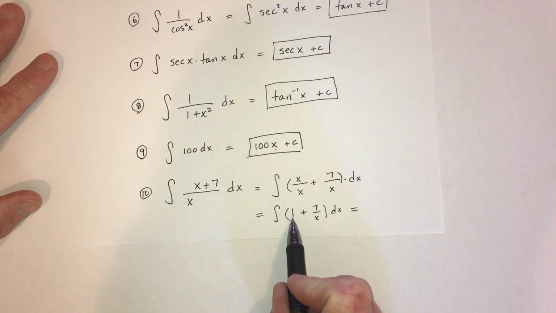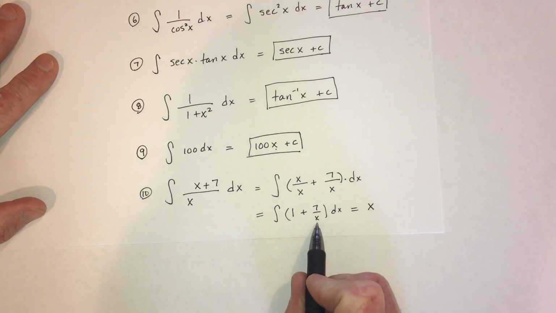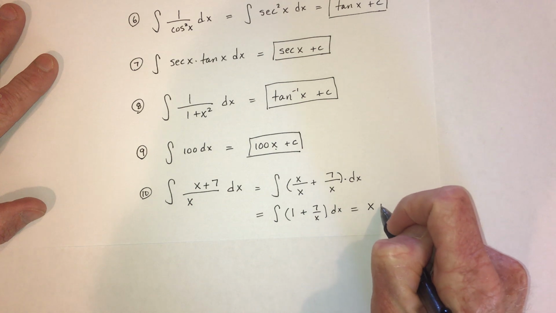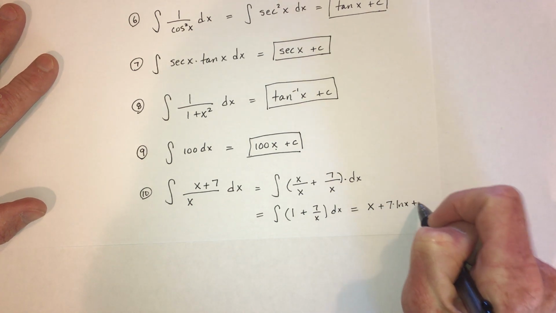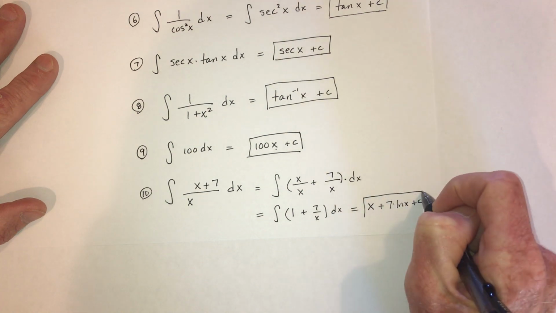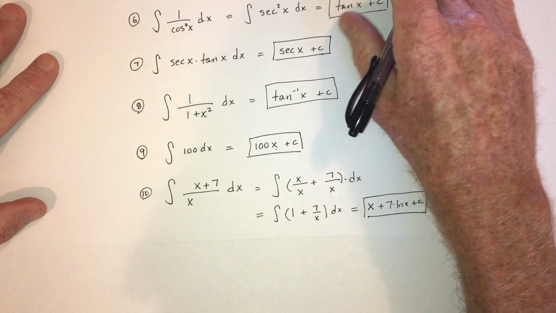And then we're ready for the answer. So the antiderivative of a 1, that's just x. Because this one is like 1 over x, the answer will be the natural log of x, and the 7 will just sit there. And then, don't forget the plus c. Now, not each and every one of them have a plus c.